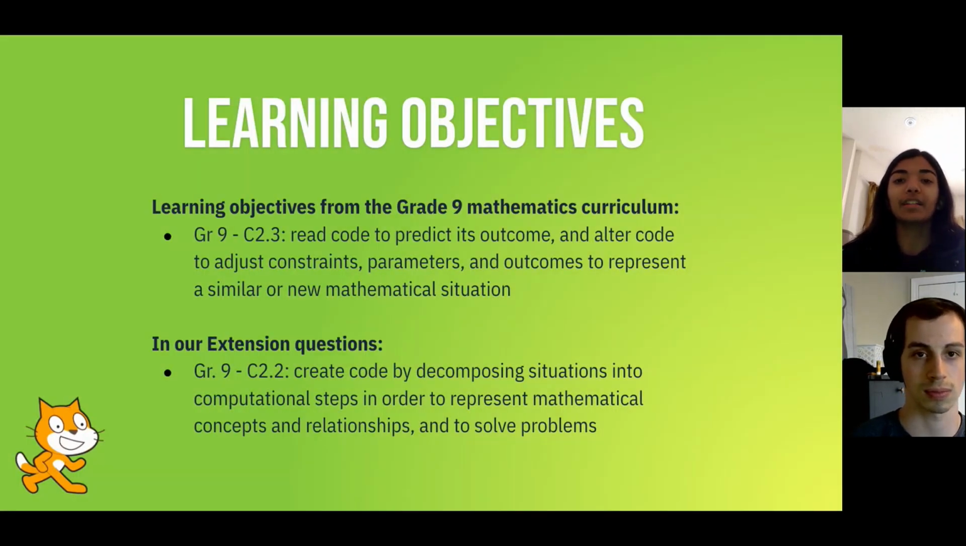So the learning objectives that Allan and I decided to include within our project include C2.3, which comes from the grade 9 mathematics curriculum, which essentially states reading the code to predict its outcome and alter code to adjust constraints, parameters, and outcomes to represent a similar or new mathematical situation. We also decided to include extension questions for our activity, which go by C2.2 for the learning objectives, which is creating a code which decomposes situations into computational steps in order to represent mathematical concepts and relationships to solve problems.